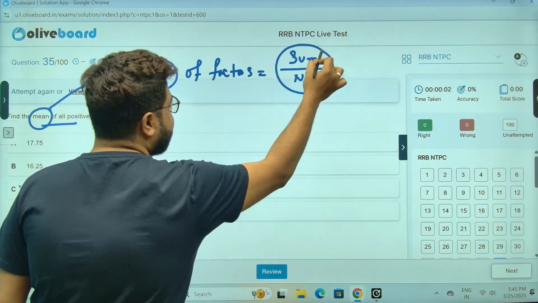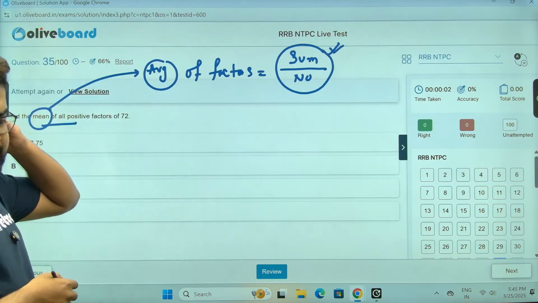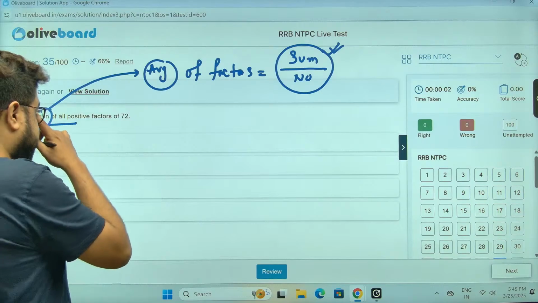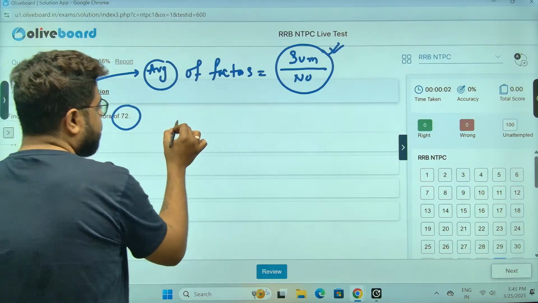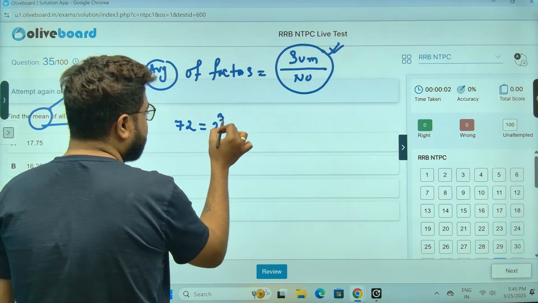Now this is, if you have not done this class, please, I guess this is available in my free classes. 72. Write it down, sir. 72. 8 into 9. 8 means 2 cube. 9 means 3 square.